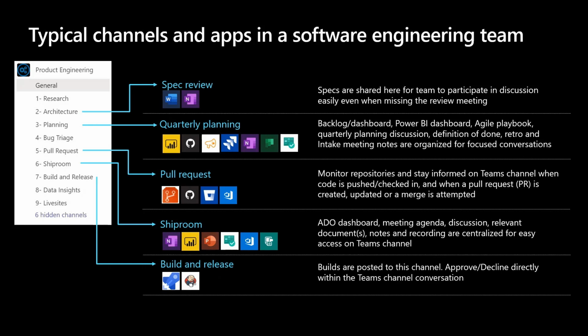So these dashboards could be by Power BI or Azure Boards or Jira, whatever you happen to use. You might use OneNote again to organize your ship room meetings. And then stuff is built and now it's being deployed. So you can have a build and release channel where you can set up apps to post into the channel when a new build is happening. So you have one place to go to figure out what's happening with this build, right?